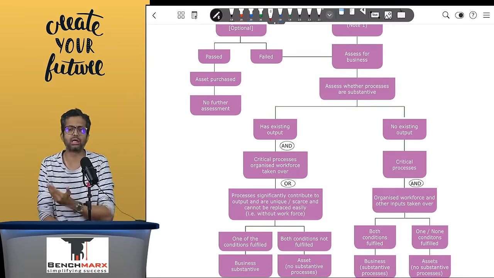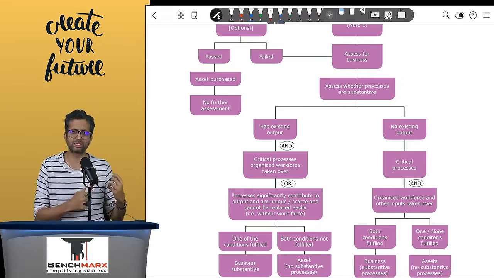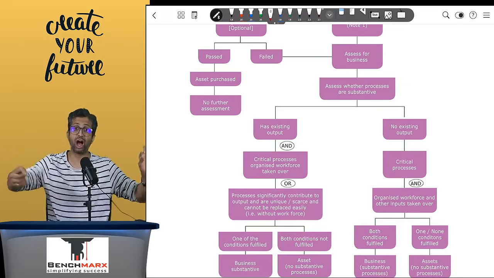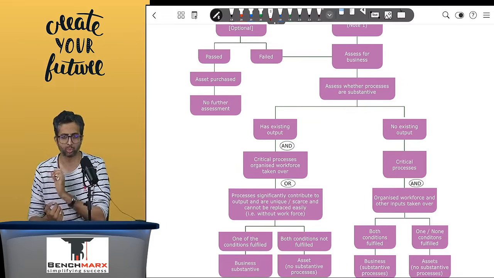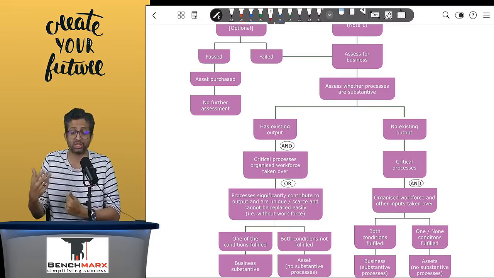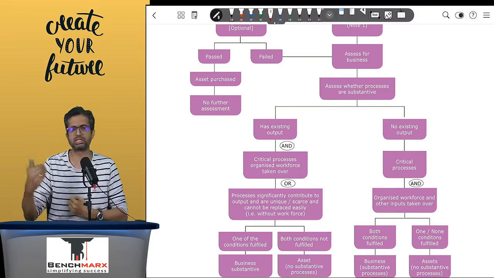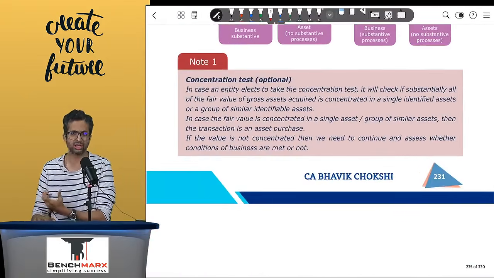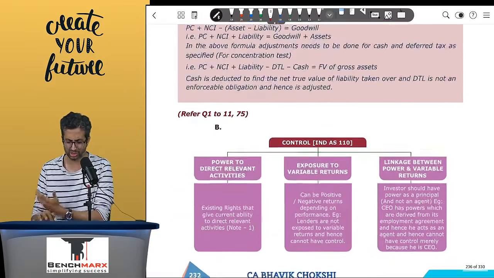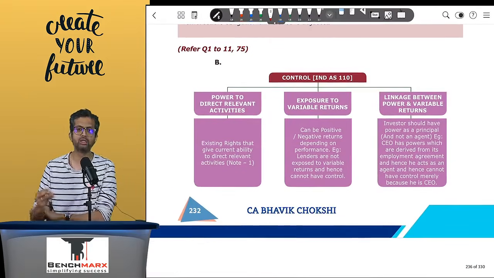Essentially, the underlying item behind business is that there should be inputs along with substantive processes that are taken over, which gives you the ability to generate output. And these processes should be substantive, crucial, critical processes, and not ancillary or incidental processes. So that is regarding business. Again, there is some guidance regarding the concentration test as well. And then you go to control.